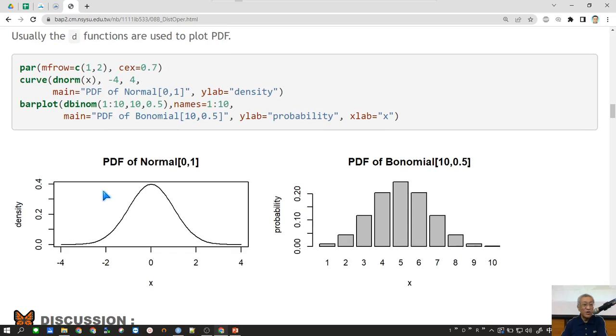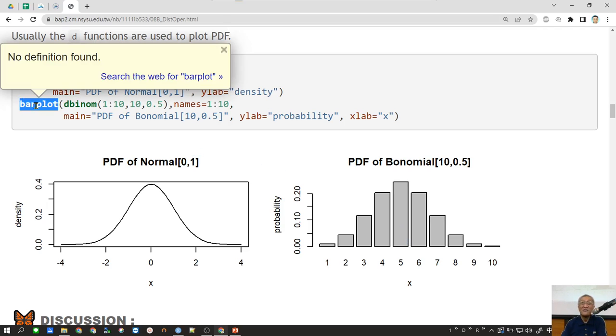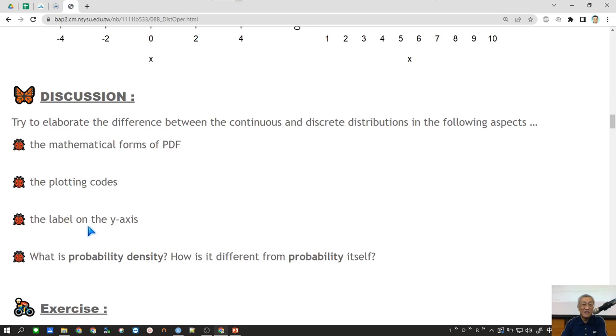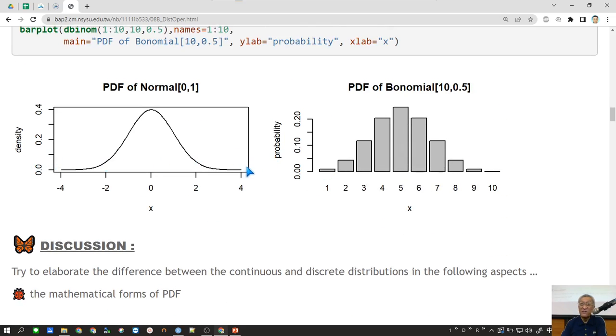Okay. As you can see, the plotting codes are different, right? When you want to draw a continuous function, you use a curve because it's a continuous curve. When you want to draw a discrete probability, you cannot draw a curve anymore. You need to use a bar plot, okay? And then the labels on the x-axis are also different. Here, they are probabilities, okay? This is the probability of happening 2 times, 3 times, 4 times. But for continuous, it's not probability at all, okay? It's the density.